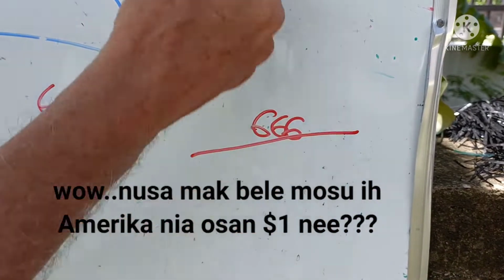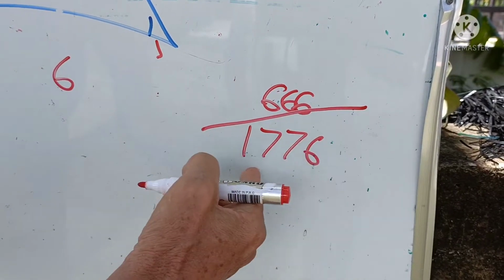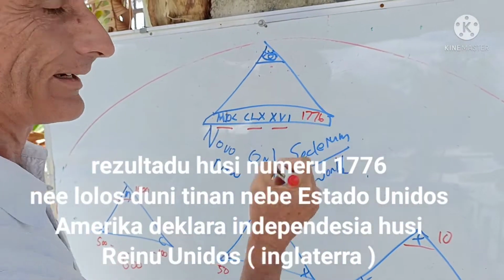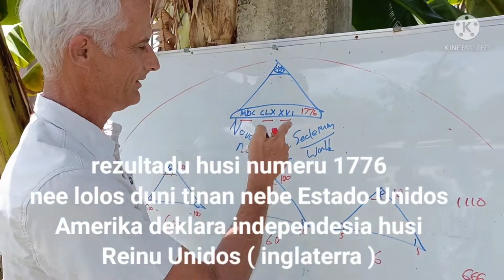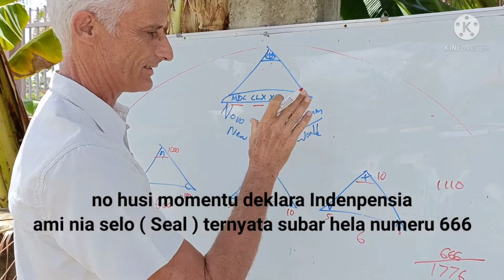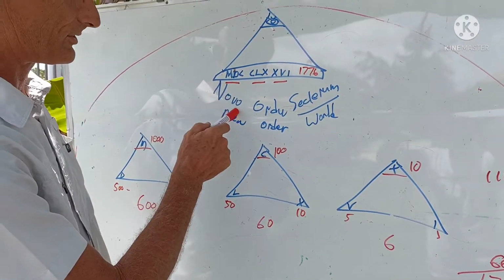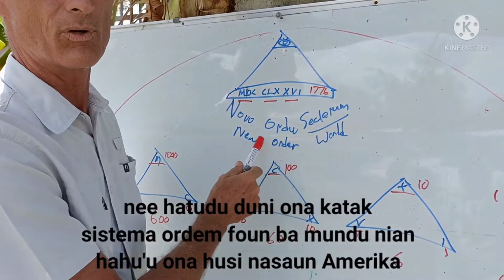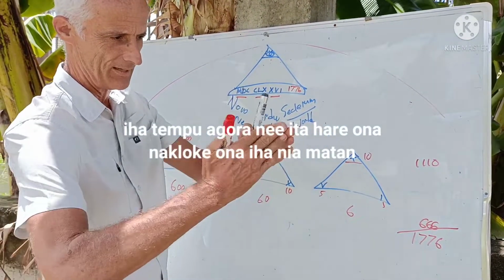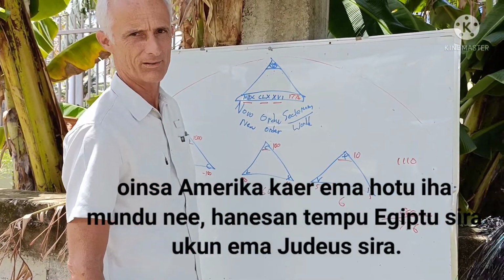And now we want to add these together, and so we have the total of 1776. This is actually the year America declared independence from England. So right within the Declaration of Independence, our seal is actually hidden, the 666. And this is already described in the new order of the world, which we are seeing today unfolding. How America is once again capturing the people, much like Egypt did long, long ago.